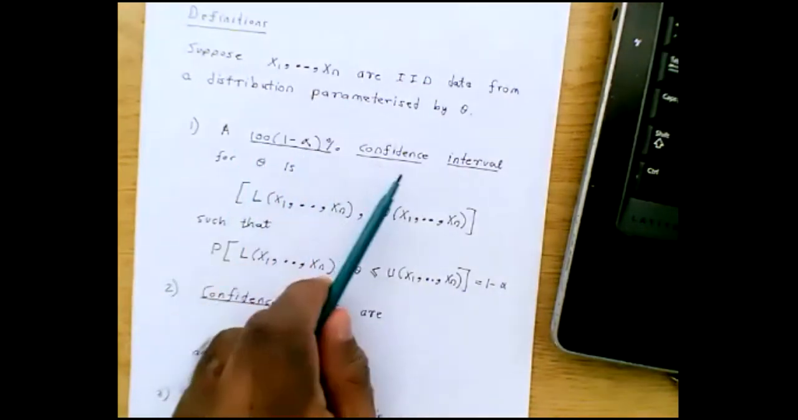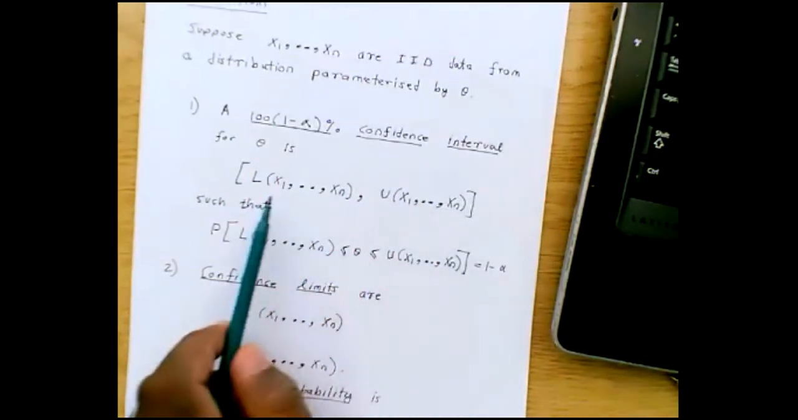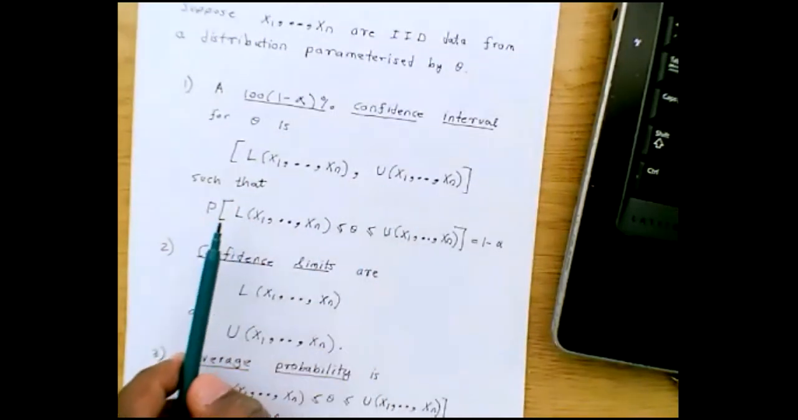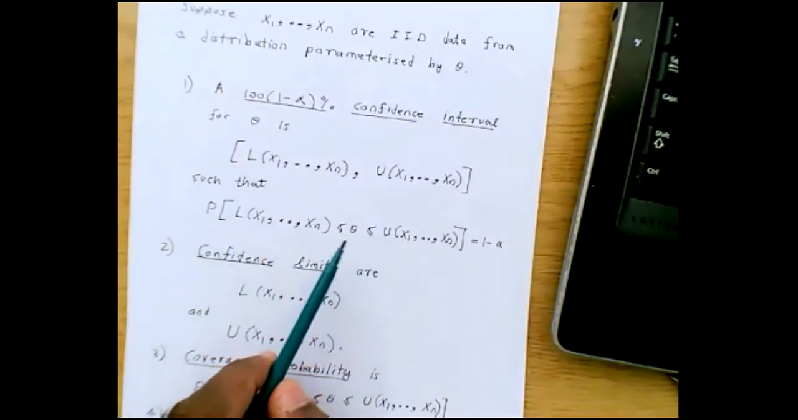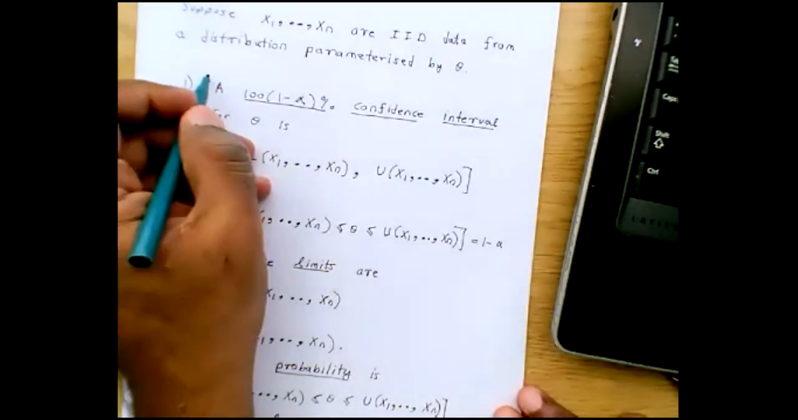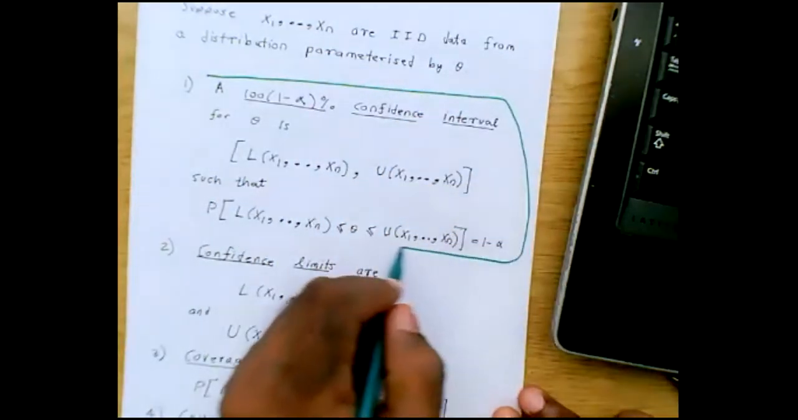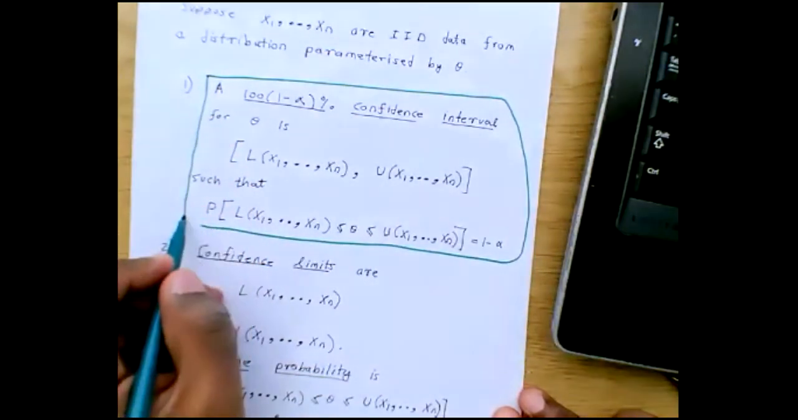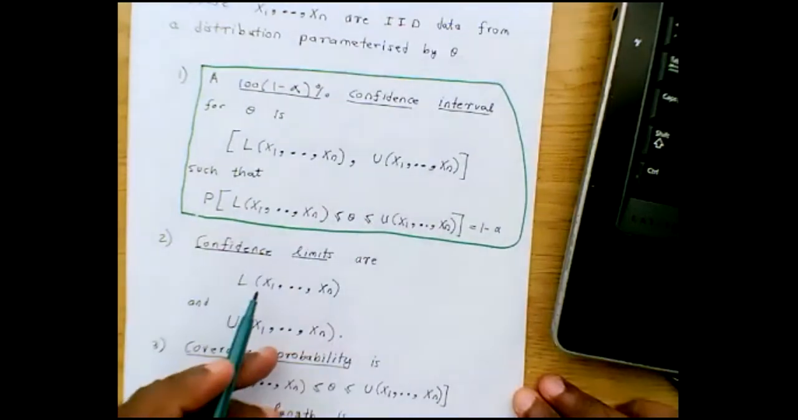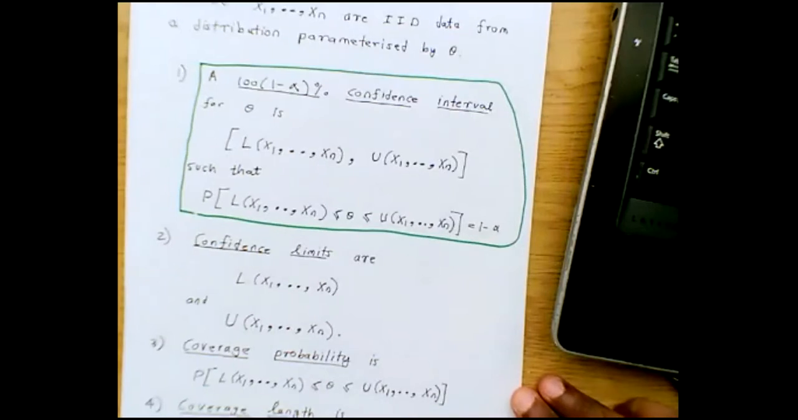A 100 times 1 minus alpha percent confidence interval for theta is defined by this interval from L for lower, U for upper, such that the probability that theta lies between L and U is equal to 1 minus alpha. So this is the definition of a confidence interval. And then confidence limits are the L and the U. So the L is known as the lower limit and U is known as the upper limit, right, of the confidence interval.